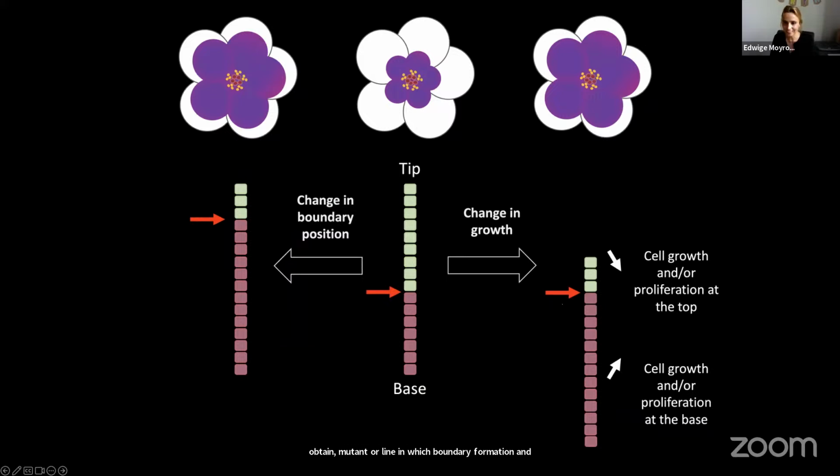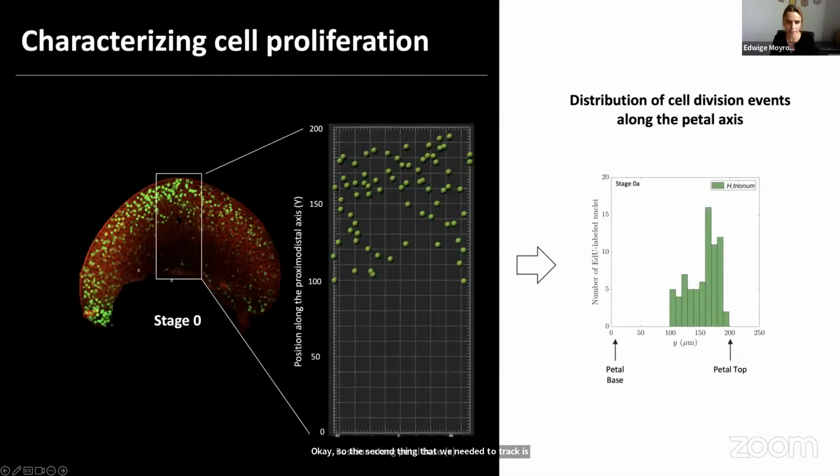Okay, so the second thing that we needed to track is growth. So Lucy is tracking cell expansion, but she also found a way of labeling cell division events. So she could really characterize cell proliferation spatially. And this is what she found in the wild type, where most cell division events are restricted to the top of the petal. This is really interesting because it provides us with a way to investigate what is happening in transgenic lines with variation in bullseye dimension.